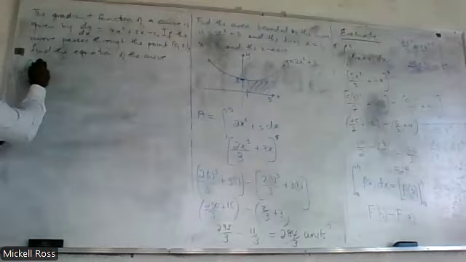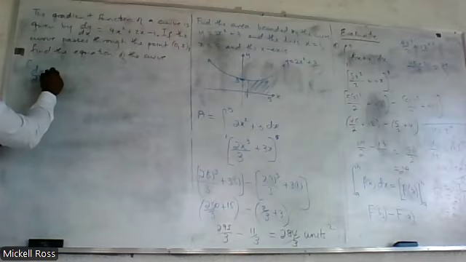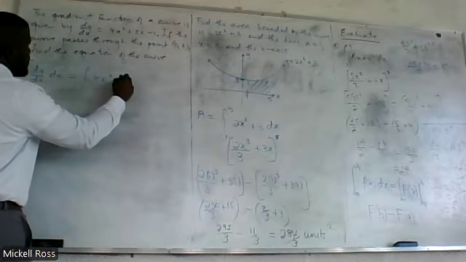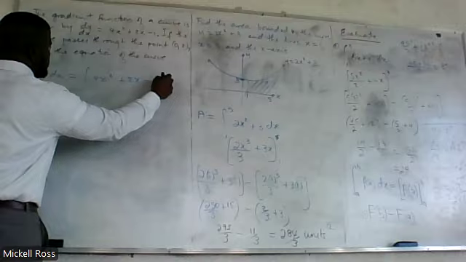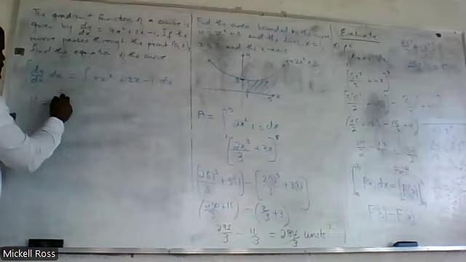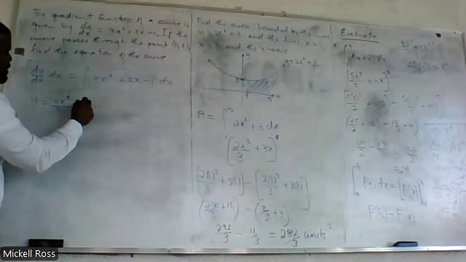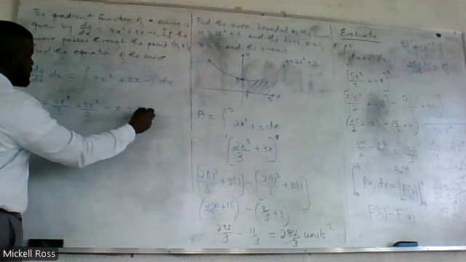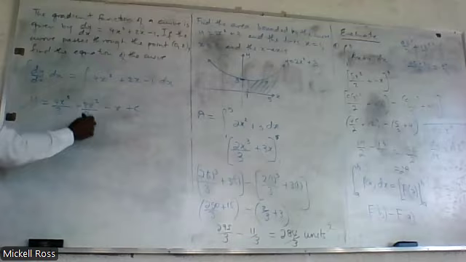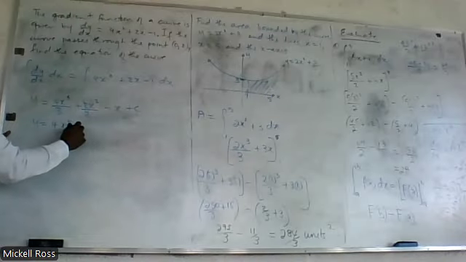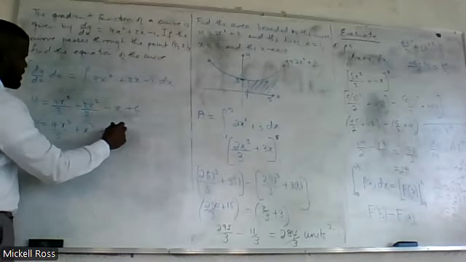So we have the integral of dy/dx with respect to x is equal to the integral of 4x squared plus 2x minus 1 dx. Integrate: 4x cubed over 3, 2x squared over 2, minus x, plus c. So now we can simplify. So y is equal to 4x cubed over 3 plus x squared minus x plus c.